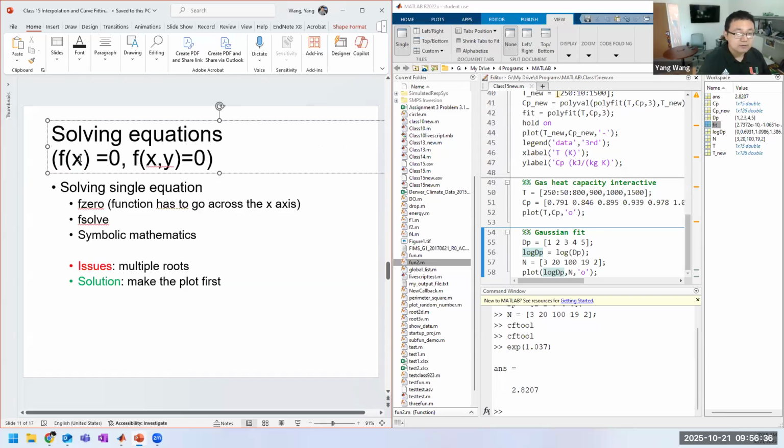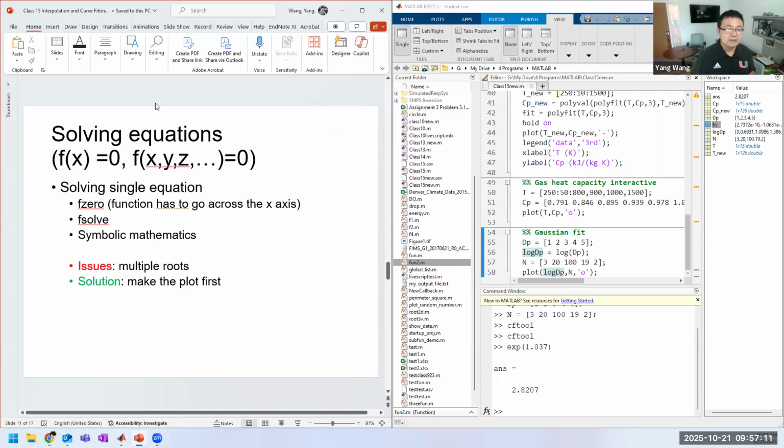Okay, so if it's f of x equals 0, x is just a single parameter, so this is a single equation, right? If it involves x, y, or z, and so on and so forth, then this is a system of equations. We should also note that to solve a system of equations, if you have n unknowns, you have to have at least n equations. If it's exactly n unknowns and n equations, you can directly solve it. But if you have more than n equations, then as we said, it's going to be an overdetermined problem, and MATLAB is going to use the least squares method to solve the equation.